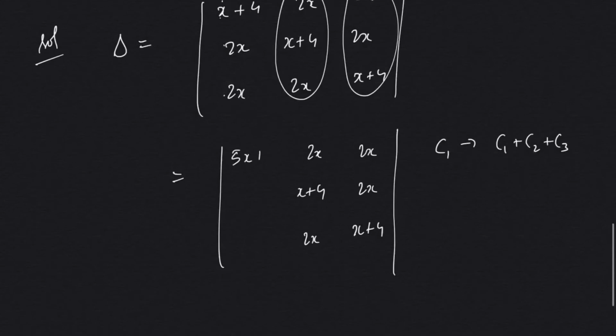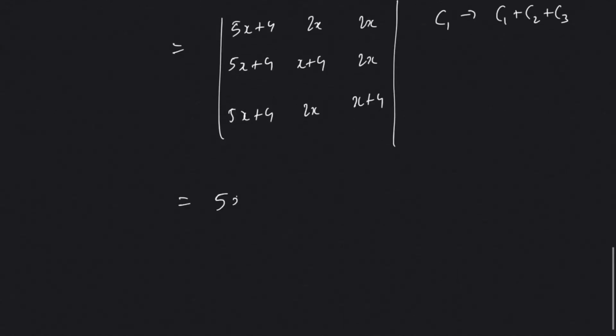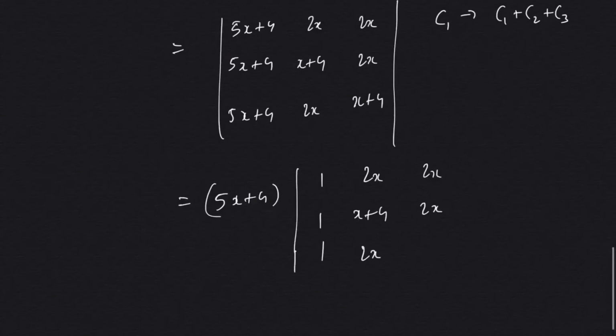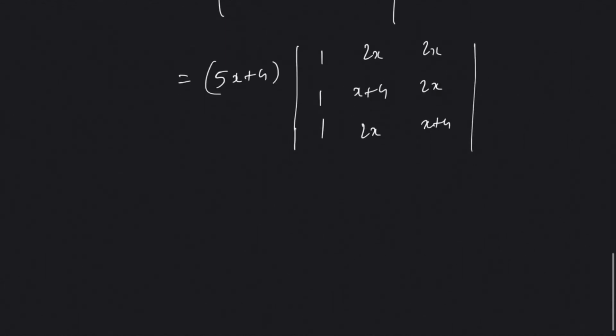So 5x plus 4, here also 5x plus 4, here also 5x plus 4, isn't it? 2 plus 2, 4x plus 1, 5x plus 4. Now I can take 5x plus 4 common. So 1, 1, 1, 2x, x plus 4, 2x, 2x, 2x, x plus 4.